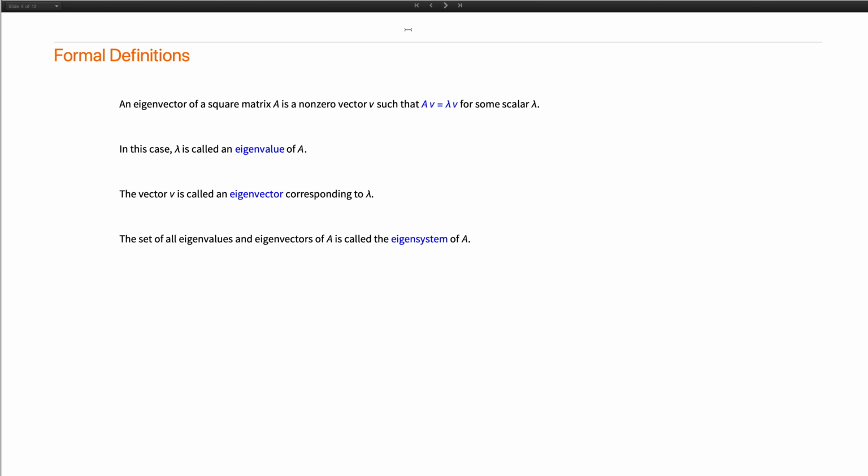Now the formal definition. If you have a square matrix A, then an eigenvector is a vector V such that A times V is lambda times V for some scalar lambda. The scalar is called an eigenvalue, and the vector V is called an eigenvector. The set of all these eigenvalues and eigenvectors together gives you the eigensystem for A.